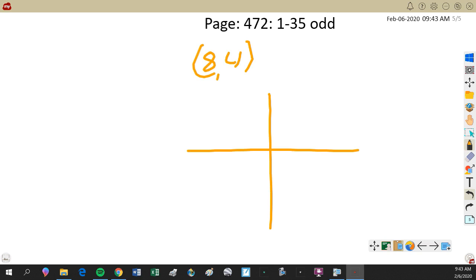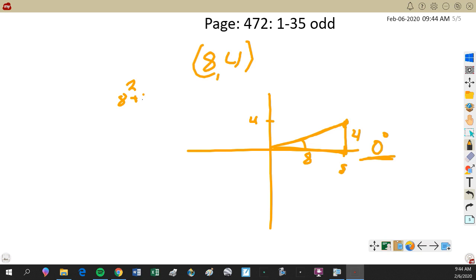Standard position starts with 0 degrees over here, and we want to create an angle with the x-axis, and the terminal side of the angle passes through 8, 4. So 8, 4 would be right here. So that is our terminal side, and standard position angles are always based off of this 0 degree here. Okay. Well, that gives us a right triangle where the bottom is 8 and the side is 4. So we need to calculate the hypotenuse.